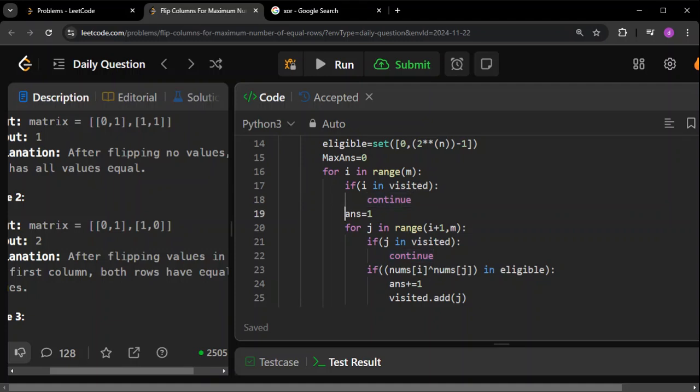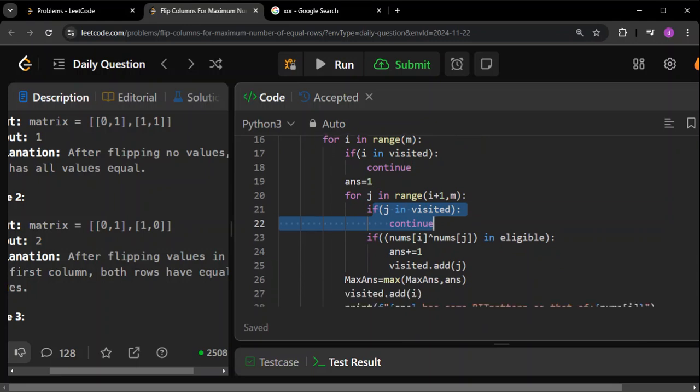So for each row, basically for each number, I'm starting an answer equal to 1. Then I'm going through all the other numbers from I plus 1 to m. For each I, it will be from the next index till the last element. Again the same thing: if this particular thing is already visited, don't continue here. Just go to the next loop. As simple as that.